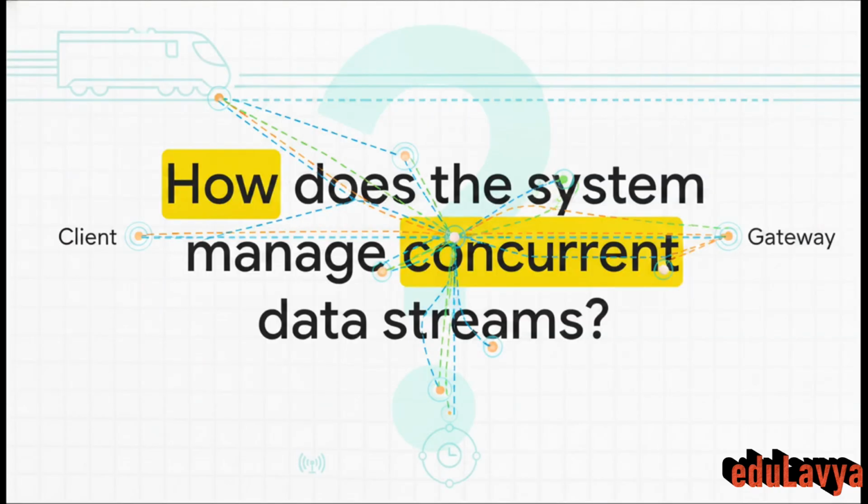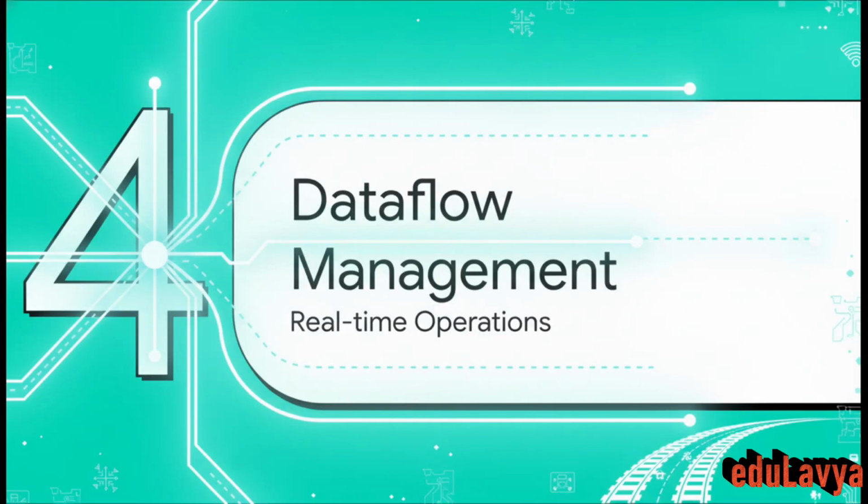So that raises a pretty fascinating question, right? Once the client and gateway have actually established all these multiple paths, how does the system actively manage, control, and optimize those concurrent data streams in real time? Let's unpack that in Section 4, Data Flow Management.